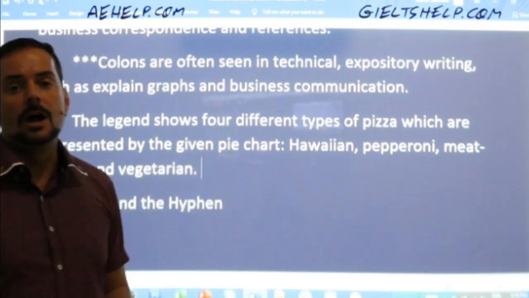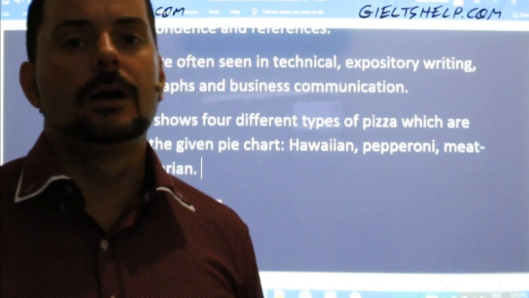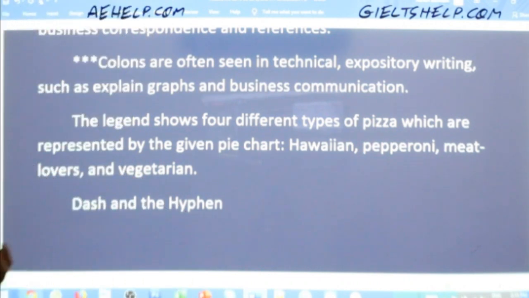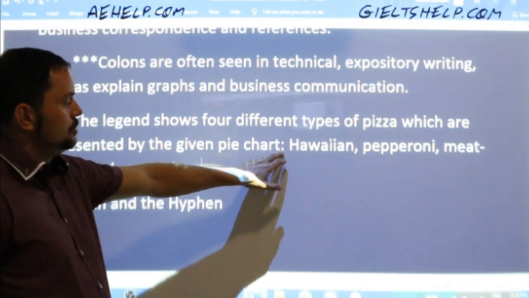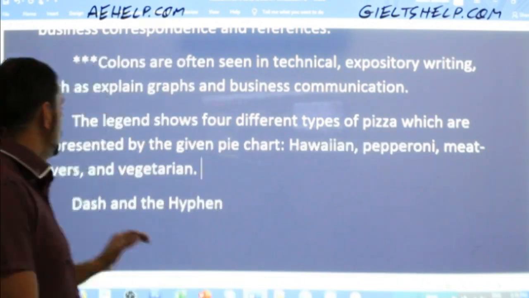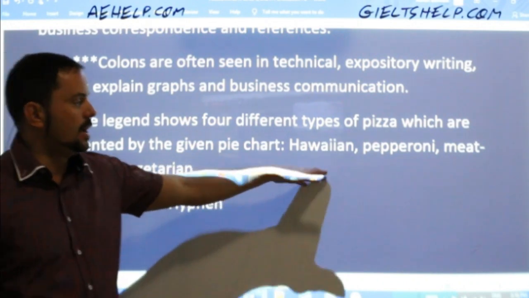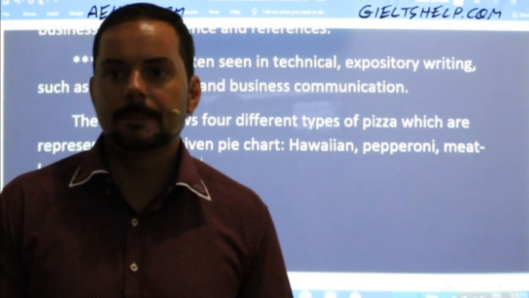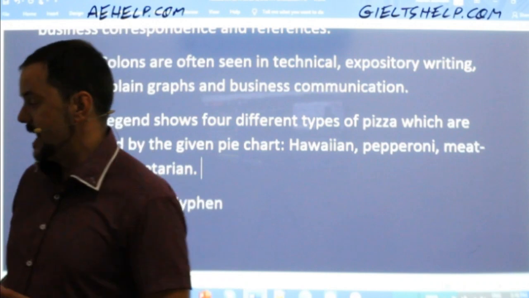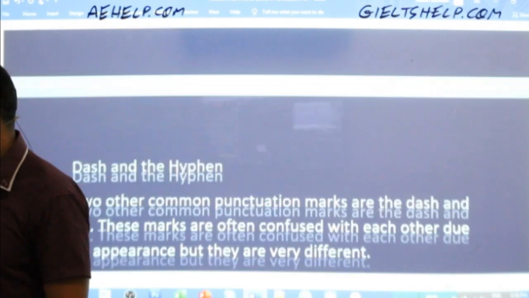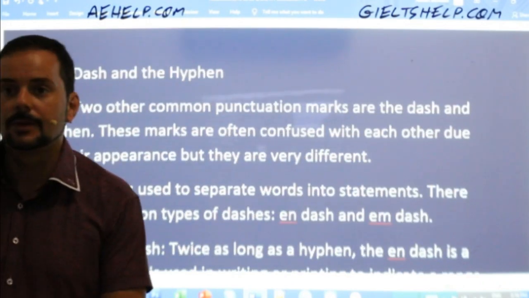So Ivan, if you're doing the academic version of the test, sorry, I'm not sure how you pronounce that. Then here is where you can use the colon, in expository writing. So the legend shows 4 different types of pizza, which are represented by the given pie chart: Hawaiian, pepperoni, meat lovers, and vegetarian. That's where you can use it well, okay? Any questions, members, now for the colon and the semicolon? Okay, any questions?